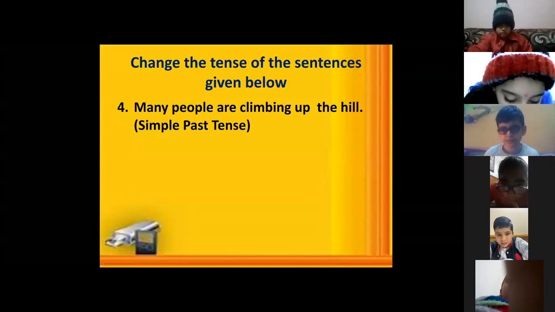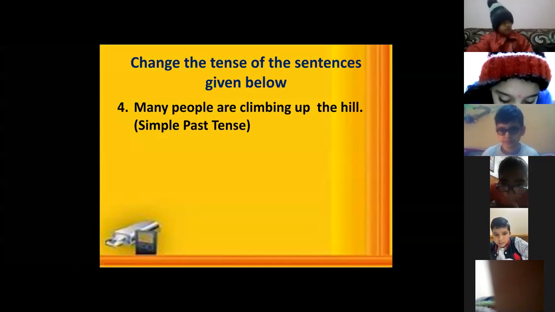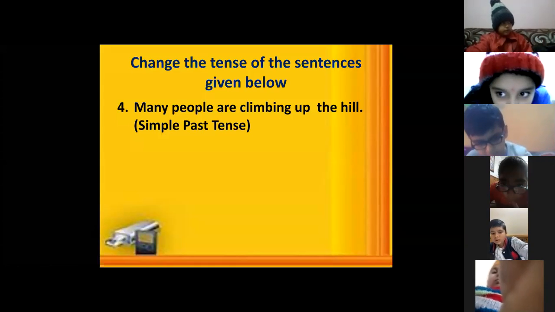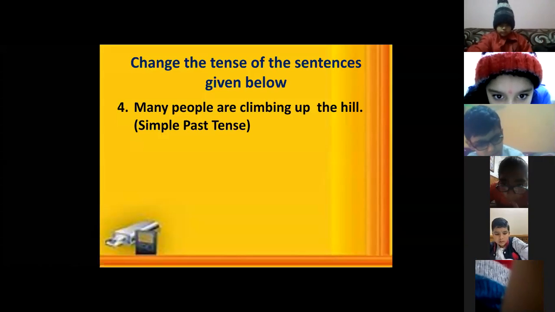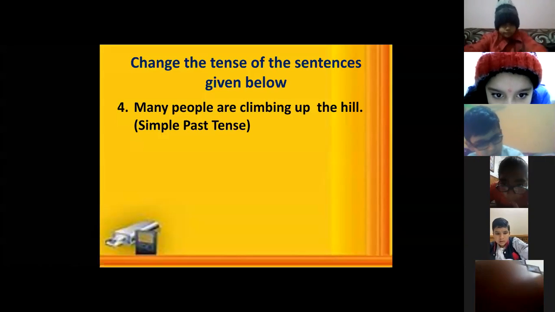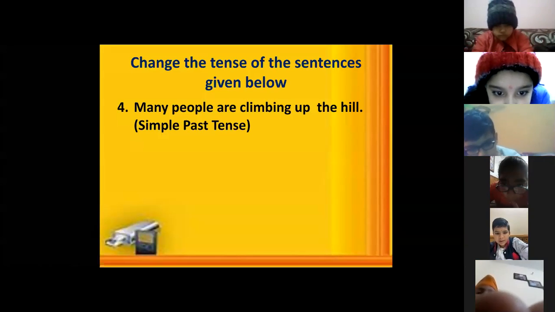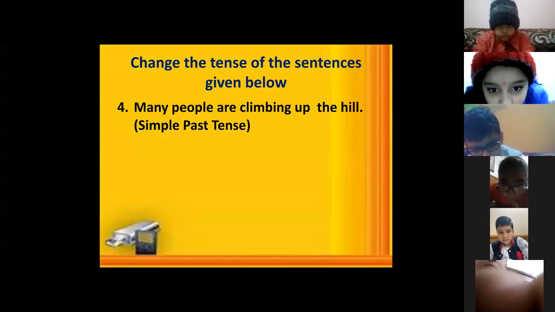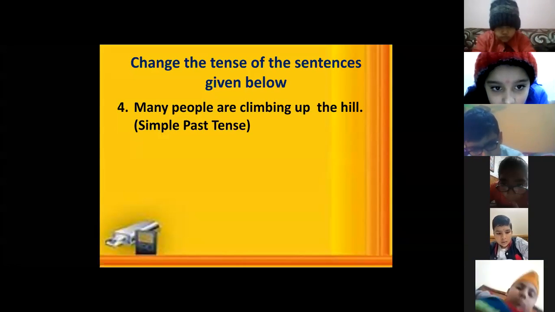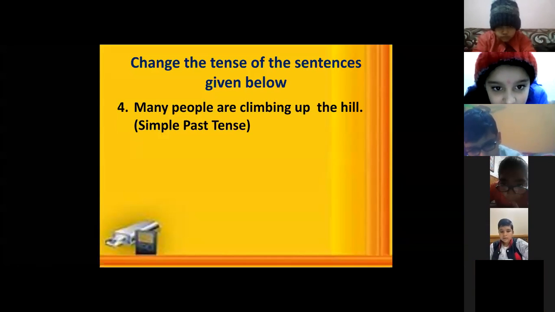First of all, tell me what's the verb here? Verb कौन सा है sentence में? Perfect. So Mridul has given the correct answer. Many people. I'm climbing. No, climbing नहीं होगा. Many people climbed the hill. This will be the correct answer.